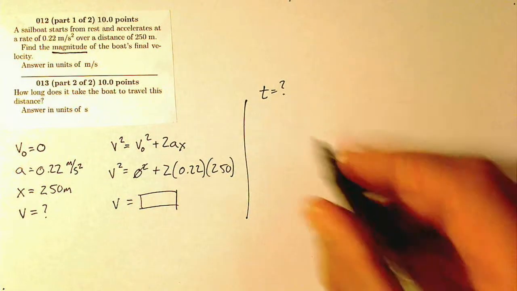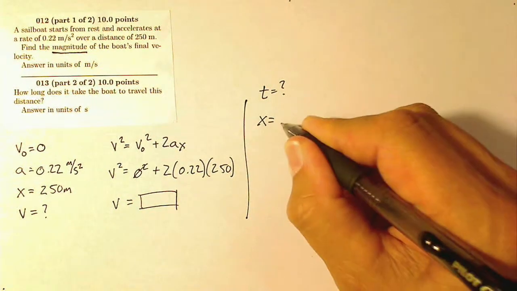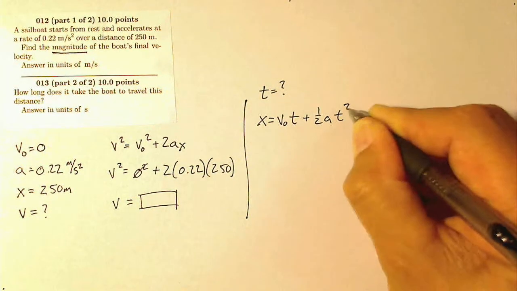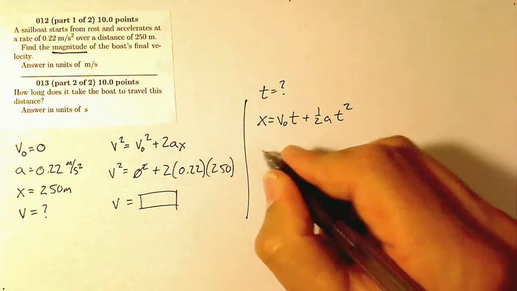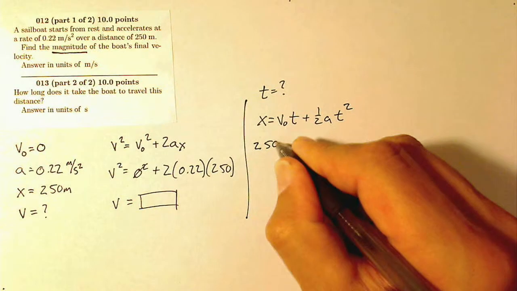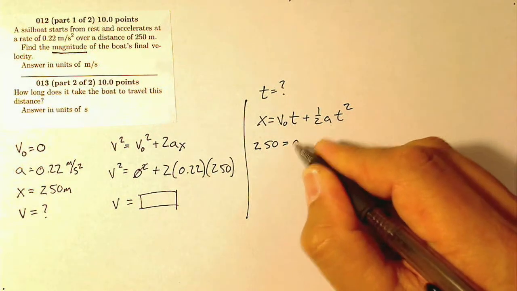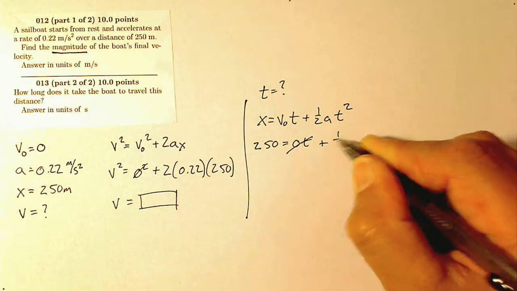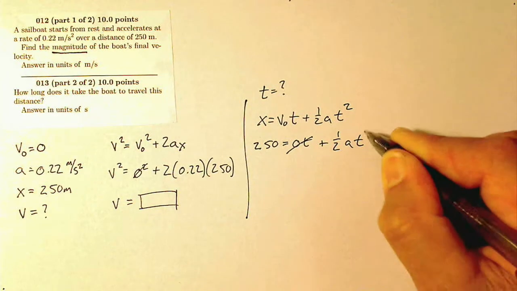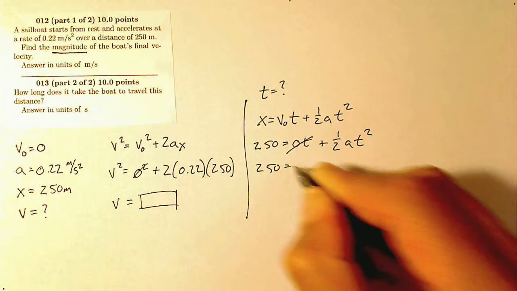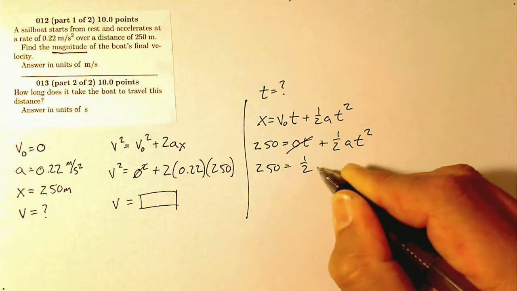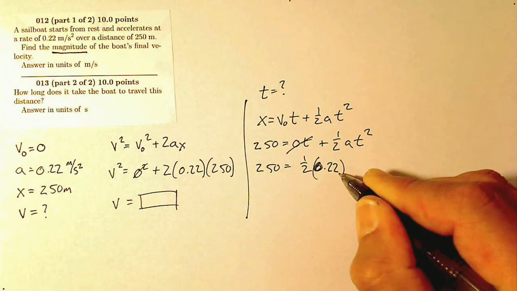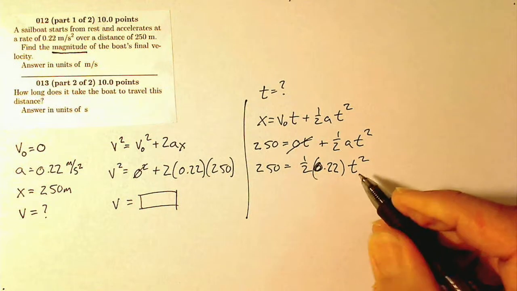So the one without final velocity says that my displacement equals my initial velocity times time plus 1/2 acceleration times time squared. So my displacement is 250 meters equals my initial velocity times time. Well, that's 0 times time, so that's going to go away, plus 1/2 my acceleration times time squared. So again, 250 equals 1/2 my acceleration is 0.22 meters per second squared, that's a 0, times time squared. Now, I lucked out there.